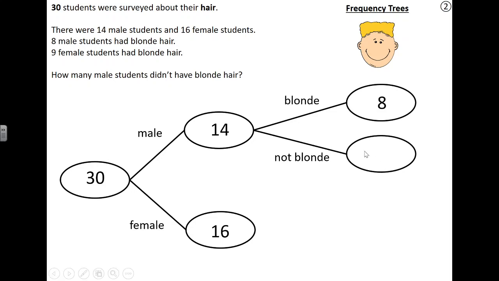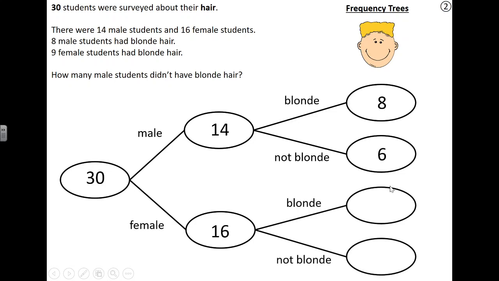And this number here is whatever we add to 8 to make it up to 14. So it's 6. And we've got 9 female students who had blonde hair. So this number is whatever we add to 9 to make it up to 16. Question, how many male students didn't have blonde hair? So male with not blonde hair is 6.